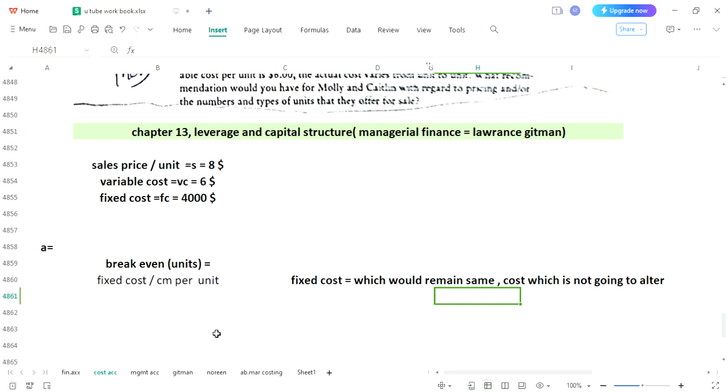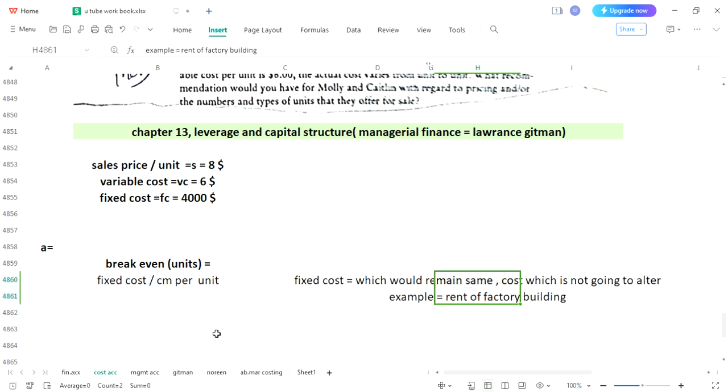And the example which we have seen was the rent of a factory building. Here it is easy to understand. No matter if you are working for 8 hours, for 10 hours, for 15 hours, you will have to pay rent as a fixed amount. If you are working for 1 day, 2 days, 13, 14, 15 days, the whole month, you will have to pay the same amount of rent. So rent is an excellent example to understand fixed cost. And here fixed cost is $4,000. This problem has been sorted out. We will put the same 4,000 over here.